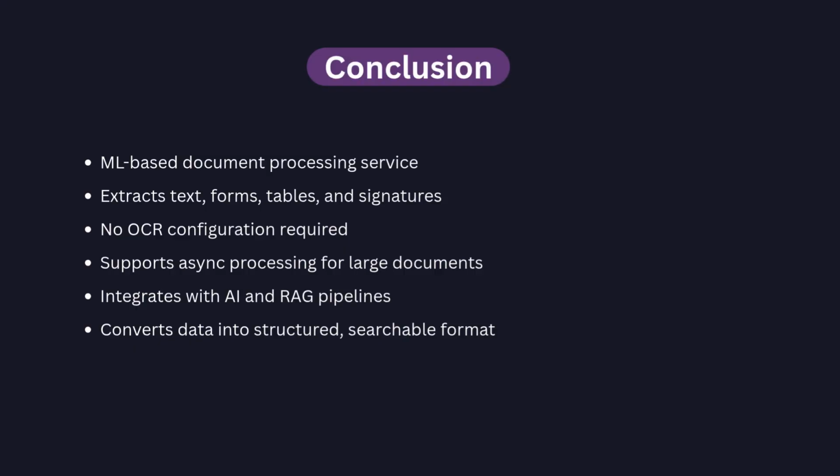Conclusion. AWS Textract is a powerful document processing service that combines machine learning with scalable cloud architecture. Its feature-based extraction, asynchronous processing, and integration with RAG pipelines make it ideal for modern AI-driven document automation systems. It is widely used in production systems where large volumes of documents need to be processed, analyzed, and converted into structured, searchable data.